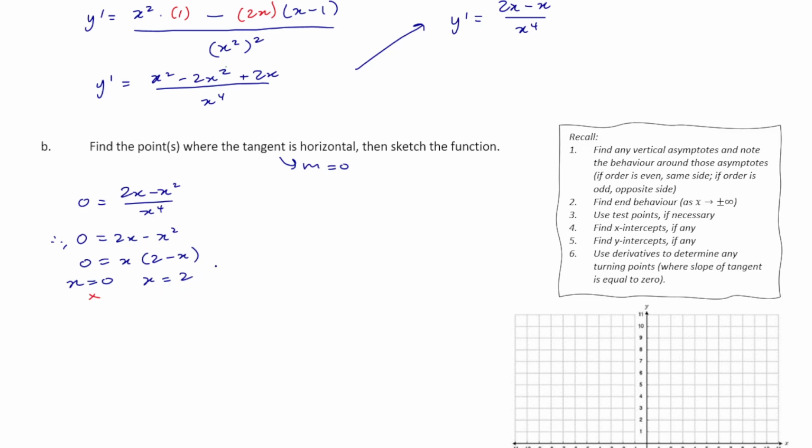If I sub that back into my original equation, so I sub 2 into y is equal to x minus 1 all over x squared, then I can get the point where there is a horizontal tangent, and the horizontal tangent is at (2, 1/4).